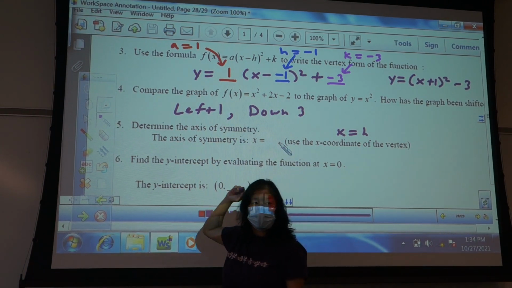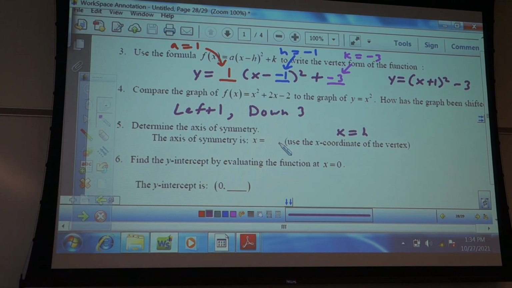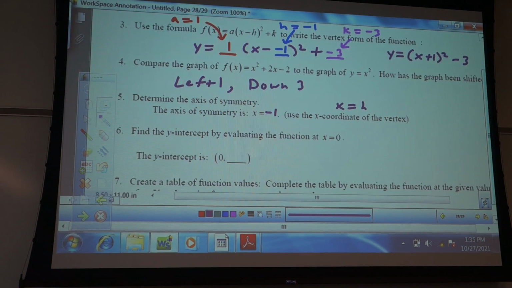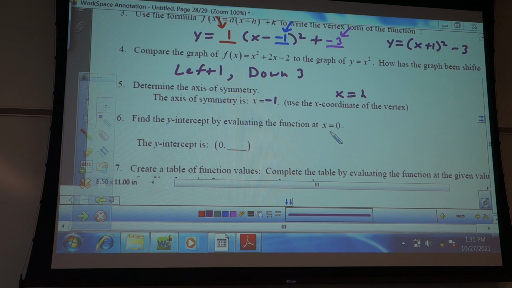Because x is symmetry, x equals h is -1, so x equals -1. That's my axis of symmetry. Now we're going to plug in when x is 0, my y-intercept. Remember, my y-intercept is 0, comma c. What's my c? Look at the very top of the page. -2.